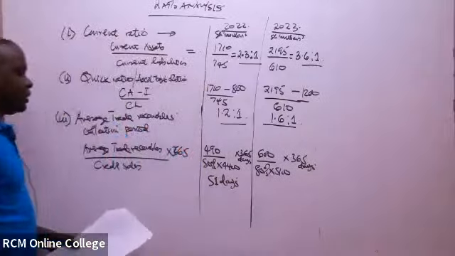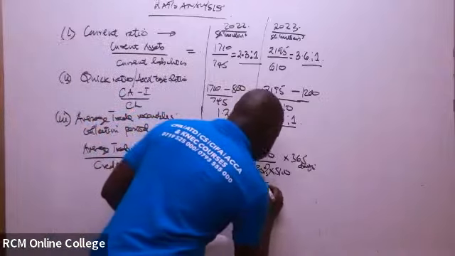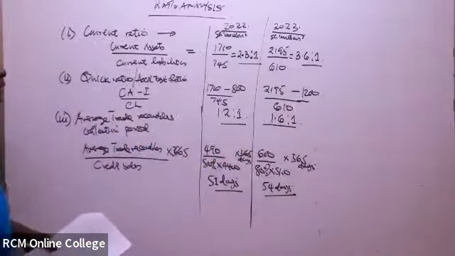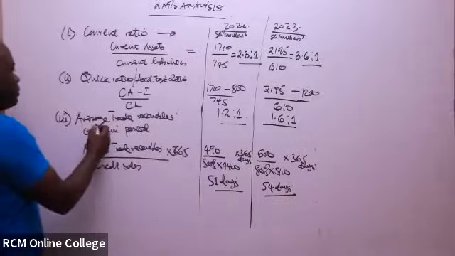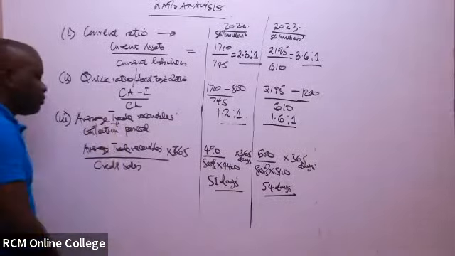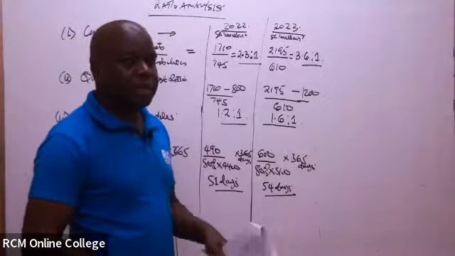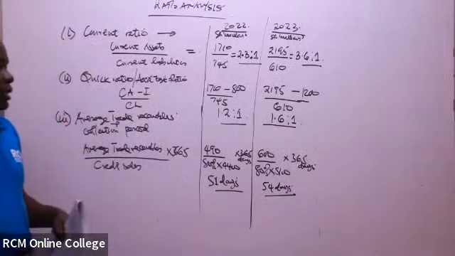Then this one is how many days? 600 over 80% multiplied by 5,100 multiplied by 365. You get 54 days. So what this means is that in the year 2023, they were taking longer to collect from debtors, by 3 days. This is basically the average period you take to get your money from your debtors. If you do the computation across the year, you normally take around 51 days in 2022, and in 2023, you took 54 days.